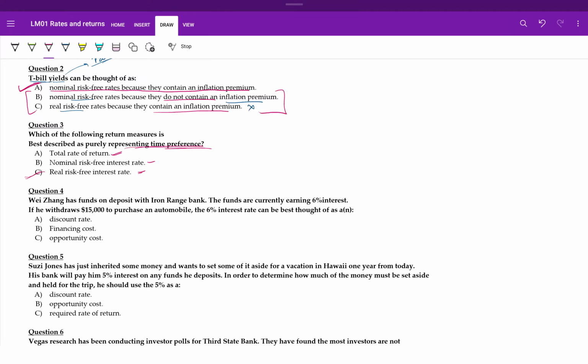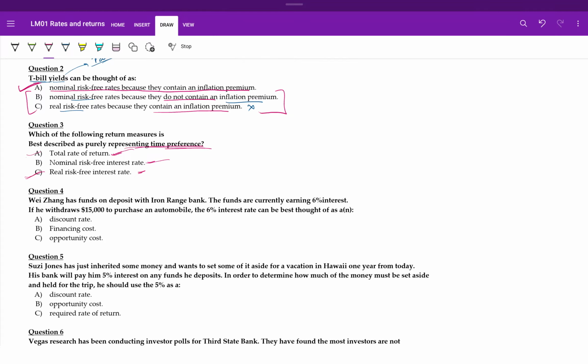Other measures of return include time preference here, but they also reflect other factors such as risk and expected inflation. So here expected inflation is factored in, and other risks, liquidity, maturity, default, everything else is factored into the total rate of return. Now let's move to the next question.